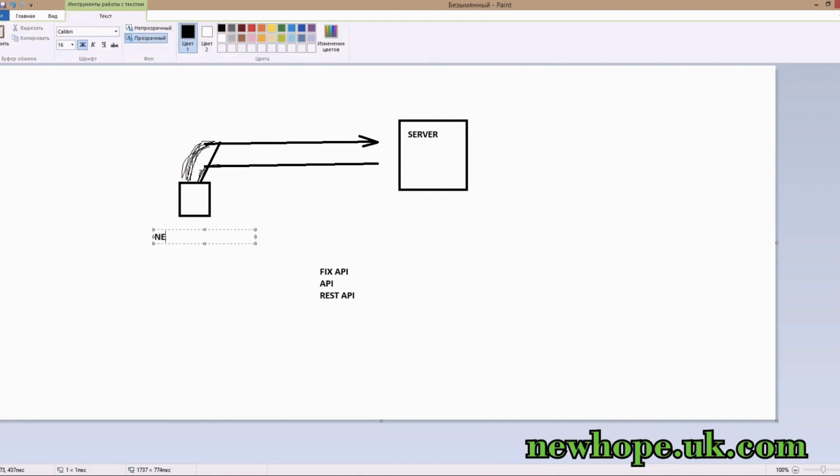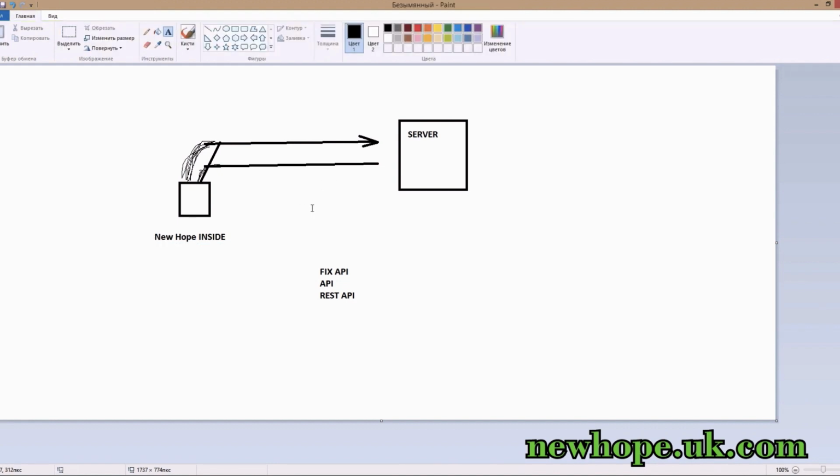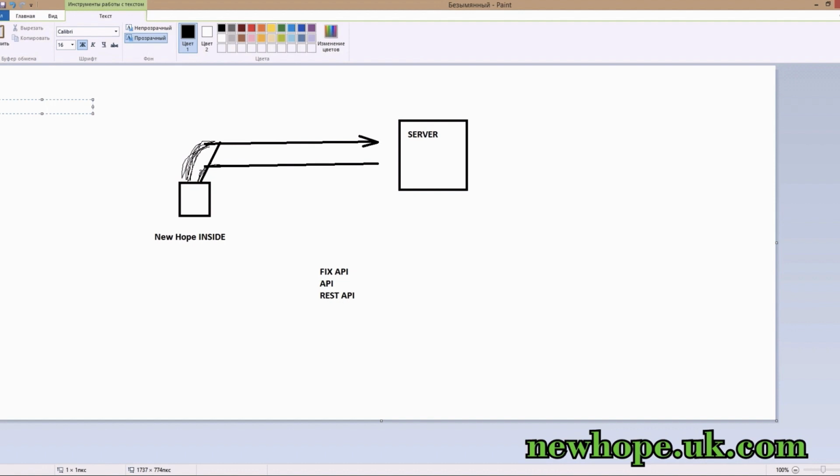And in fact, this is the New Hope Insight. The name itself, inside, that is the inner part of what is happening in trading. What do we get from that? First, delays during the creation of an order are dropped.